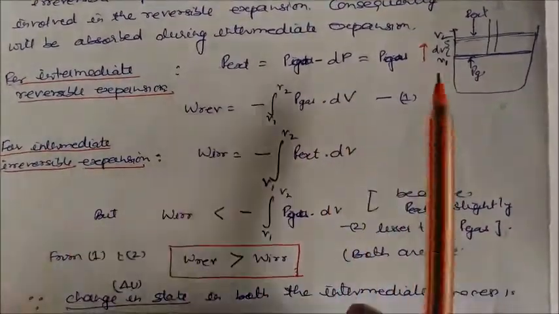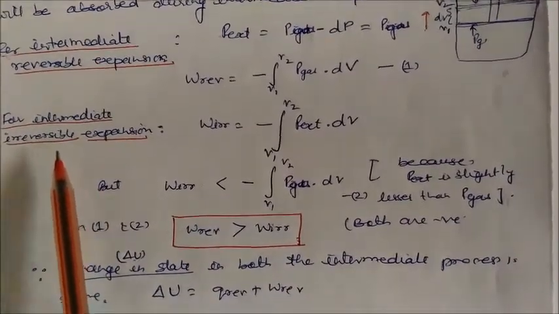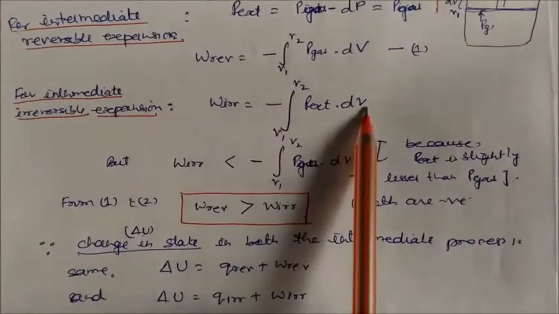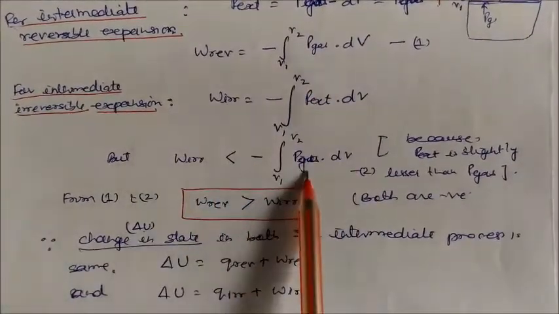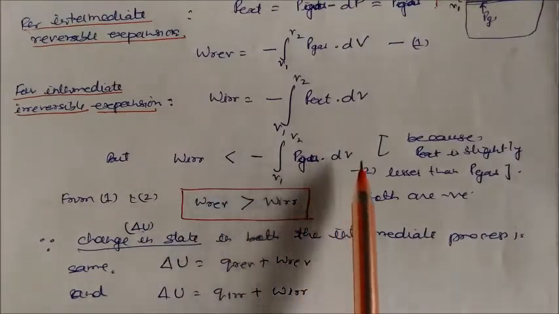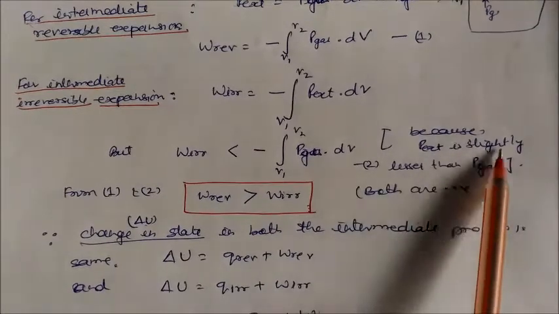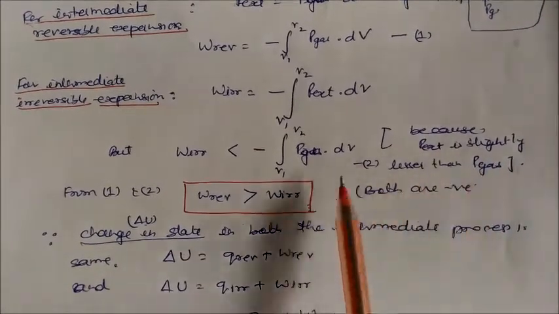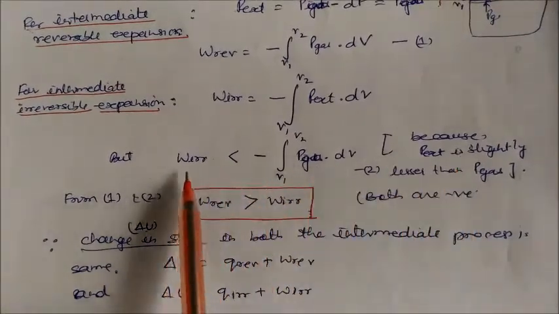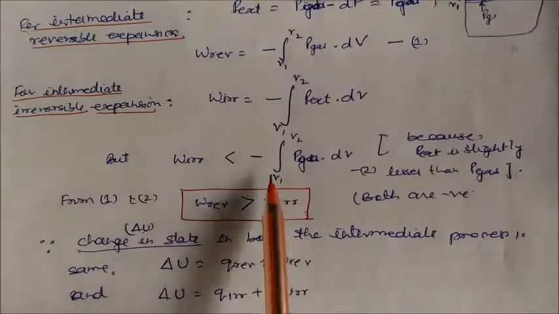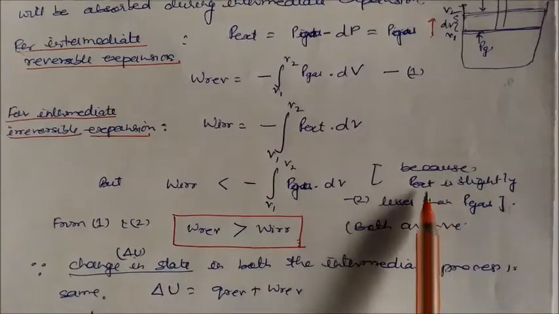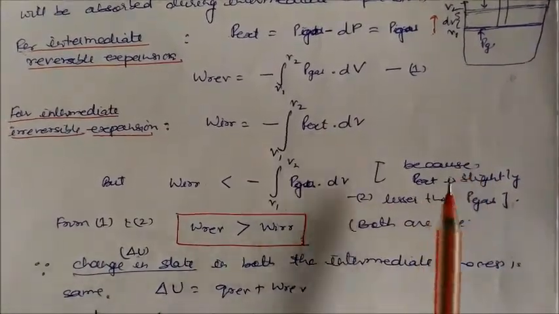Now in the same case, if it is irreversible, we can write the intermediate irreversible process. Work done irreversible is equal to the integral from V1 to V2 of minus P external dV. But in this case, P external is always lesser than the pressure of the gas. Why? Because P external is slightly lesser than the gas pressure. So the work done during the irreversible process will be a little smaller, because the external pressure will be lesser while we are giving the expansion.